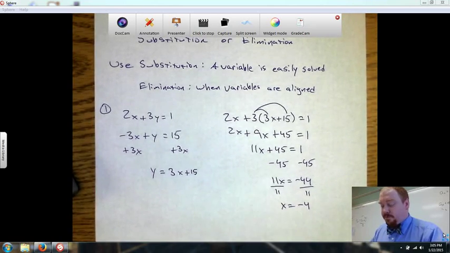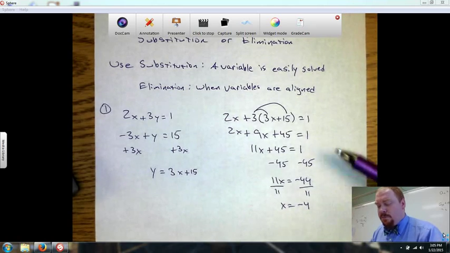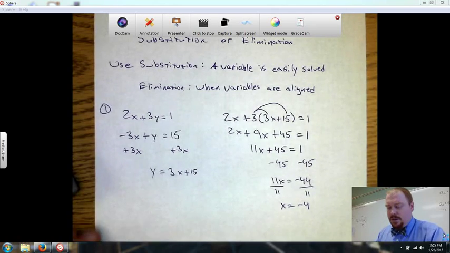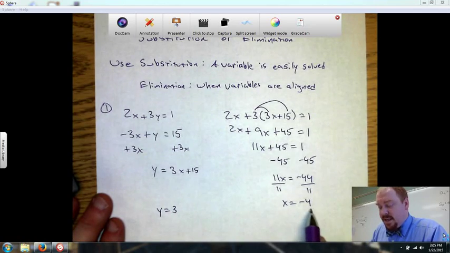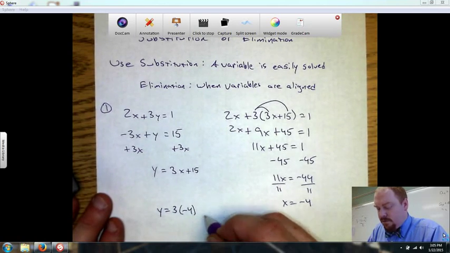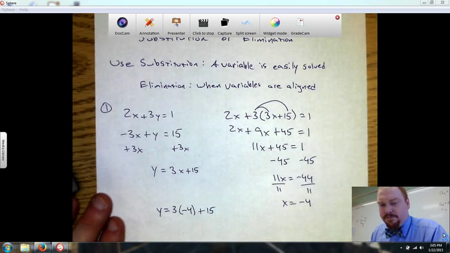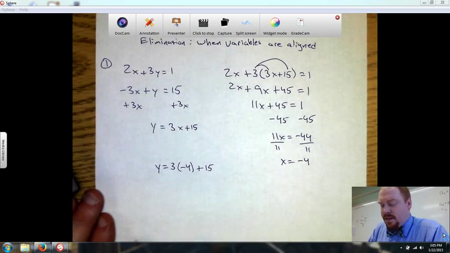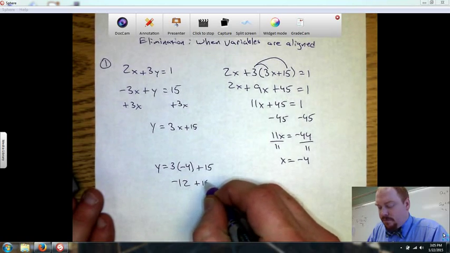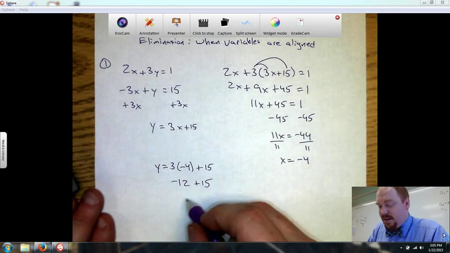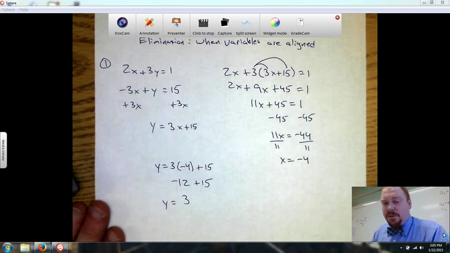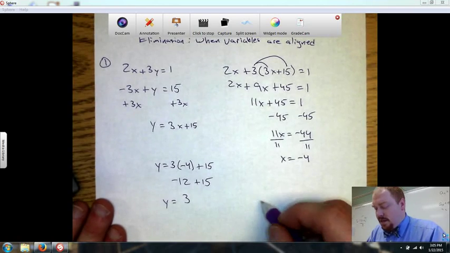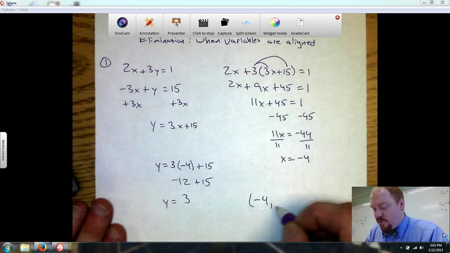So, now what I'm going to do is I'm going to take this and plug it back into my original equation for x to tell me what y is. So, y equals 3 times x, which I know is negative 4 now, plus 15. 3 times negative 4 is negative 12. Negative 12 plus 15 is 3. So y equals 3. And I could write my answer as a coordinate pair of negative 4, 3.